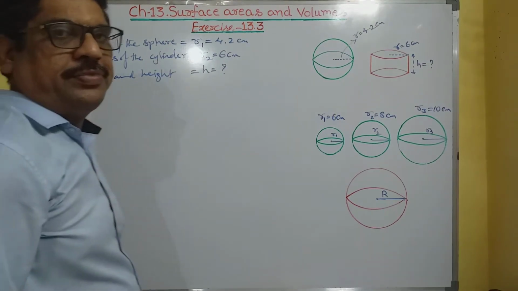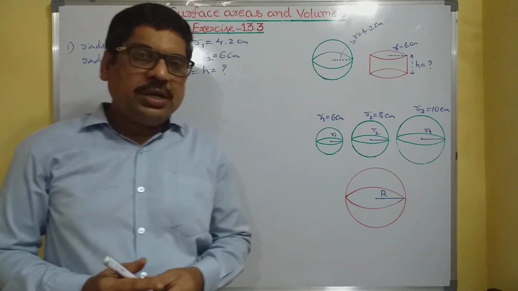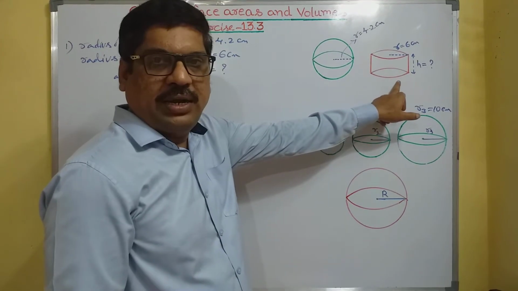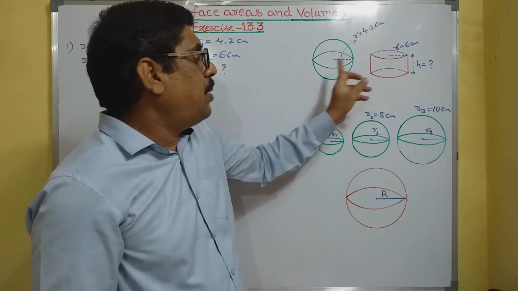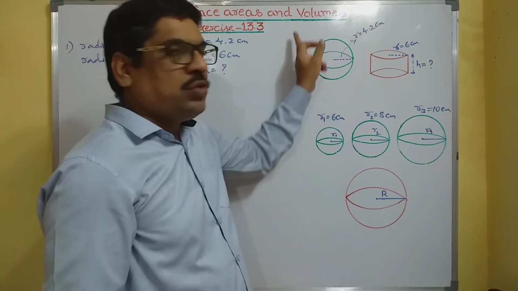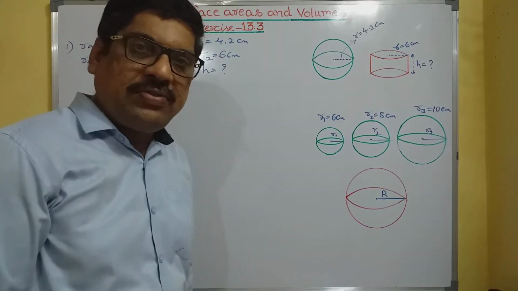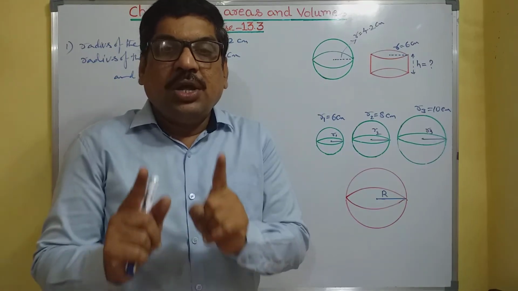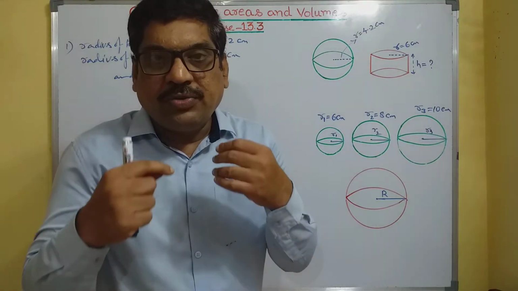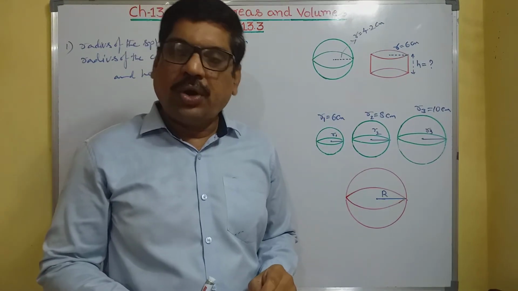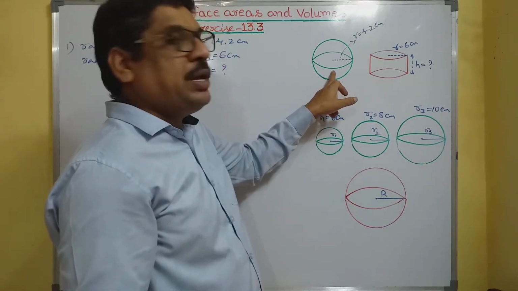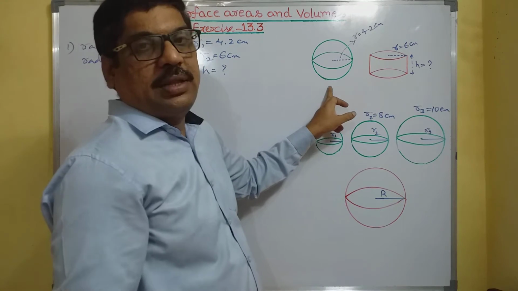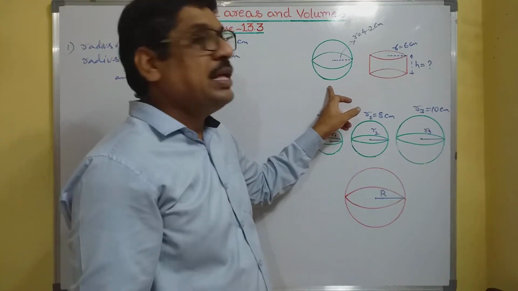We need to find it. But now we have to observe that it was cast and made into a cylinder. The cylinder was formed by melting a sphere and recasting into a cylinder. Whenever melting and recasting, you need to take the volumes of those two objects as equal. The quantity of the sphere must be equal to the quantity of the cylinder, because it is made by melting the sphere.